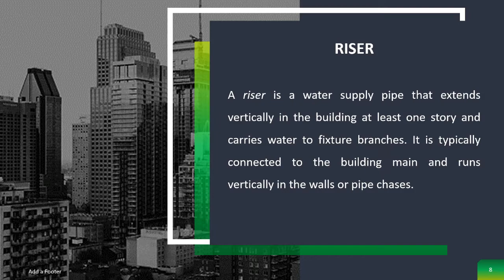Next is the riser. A riser is a water supply pipe that extends vertically in the building at least 1 story and carries water to fixture branches. It is typically connected to the building main and runs vertically in the walls or pipe chases. So the riser is the pipe which supplies different floors of the building. It is connected from the building main. So, as a recap, yung una is the building supply. Next is water meter, then the building main, then next is the riser.